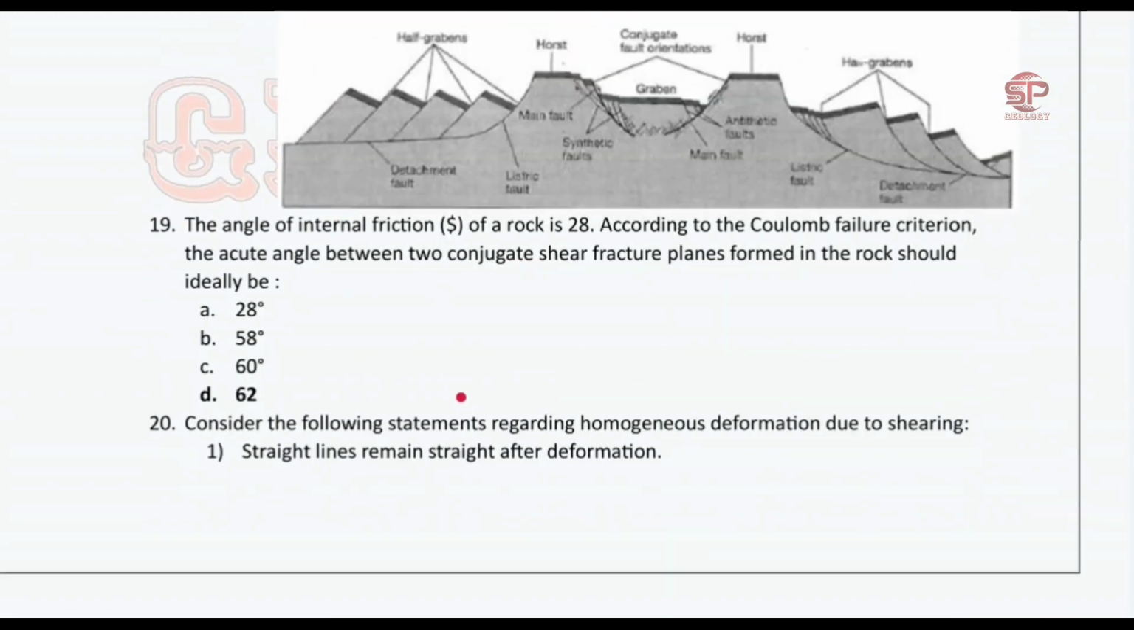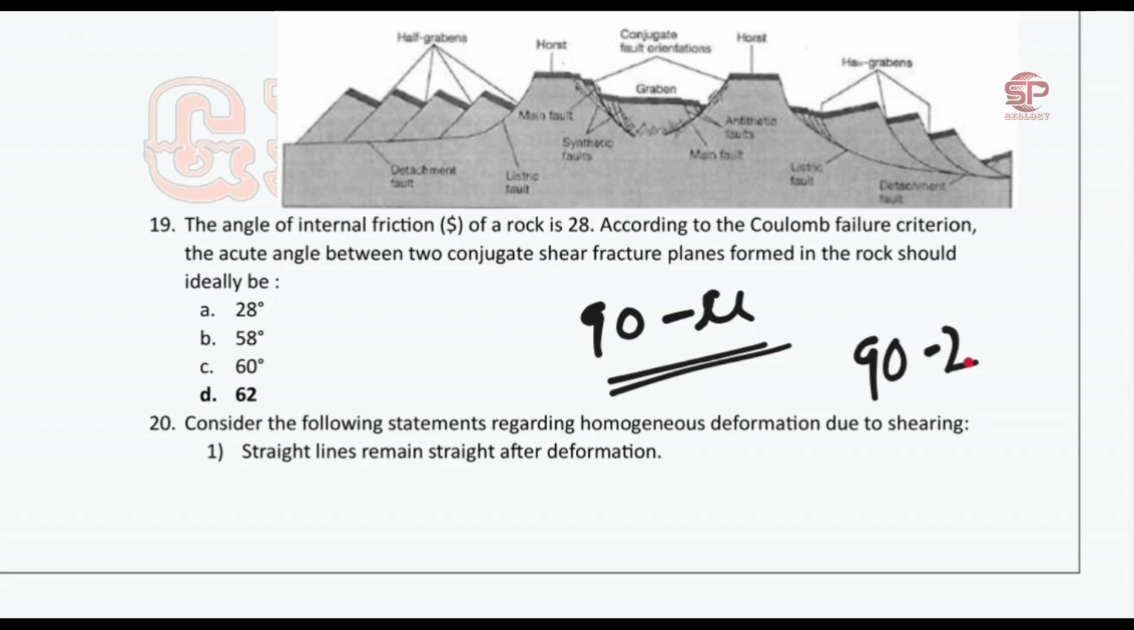When it comes to the angle of internal friction of a rock being 28 degrees according to the Coulomb fracture criterion, what will be the acute angle between conjugate shear fracture planes? Really simple. You can say 90 minus the internal friction angle. It is psi. It will be the acute angle between two conjugate shear fractures. It will be 90 minus 28, which is 62. The answer will be 62.